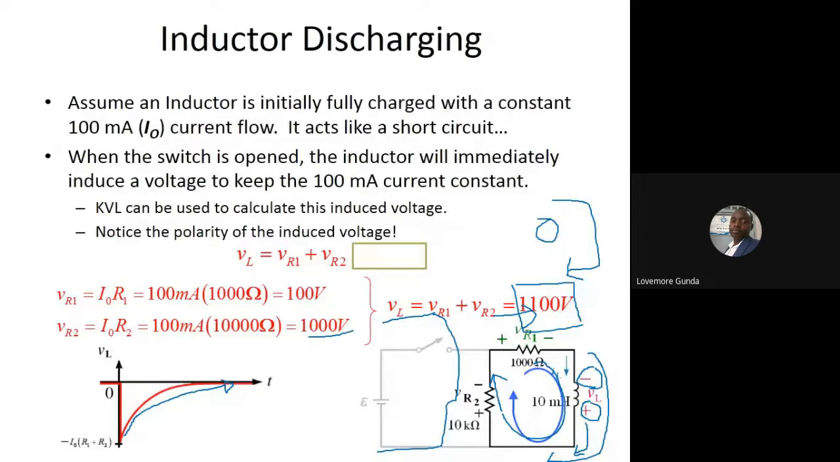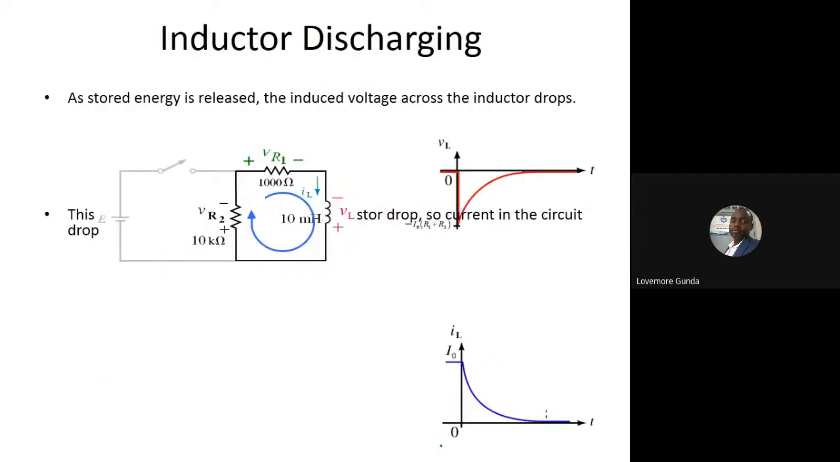But now, since the field is collapsing, the voltage will be going to 0. The energy is reduced, so the voltage across the inductor drops, right? And also the voltage across the resistors decreases as I decreases. It means these voltages, because they are IR, also start to decrease. Okay?